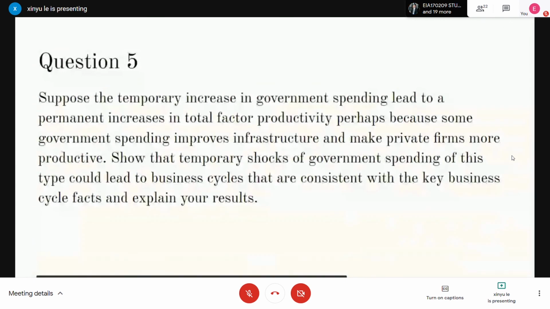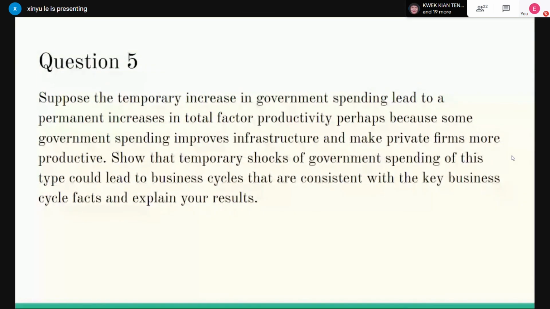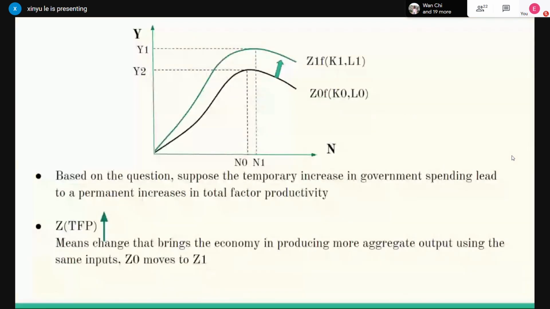Good afternoon, guys. Move to question 5. Suppose a temporary increase in government spending leads to a permanent increase in total factor productivity, perhaps because some government spending improves infrastructure and makes private firms more productive. Show that temporary shocks of government spending of this type could lead to business cycles that are consistent with the key business cycle facts, and explain your result. Next.